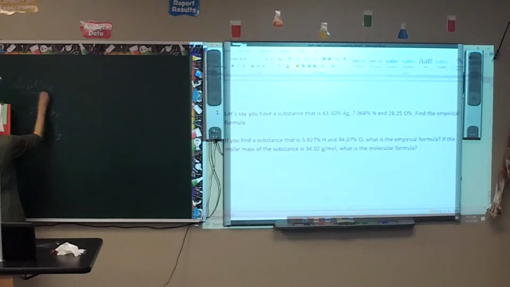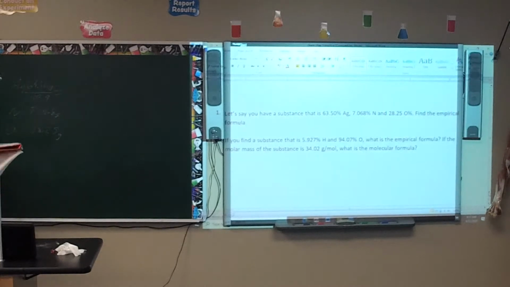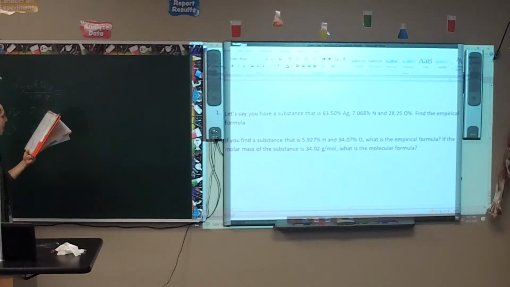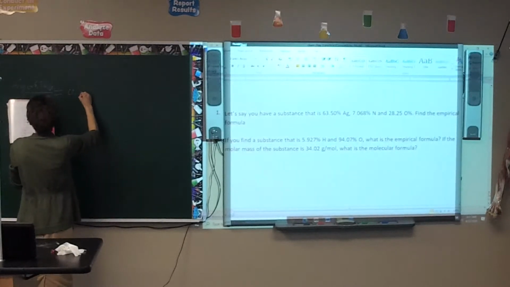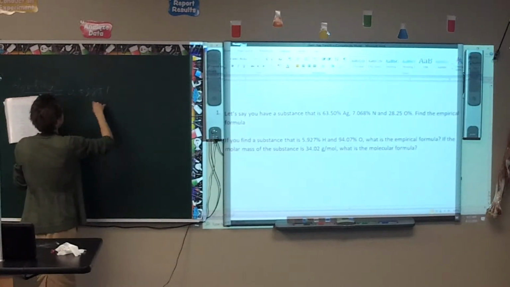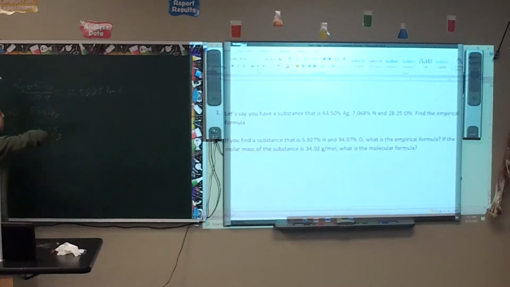107.9. So that'll give me how many moles of silver? Solve. 0.588506. Good enough. I'm going to start at 5 sig figs because since I started with 4 sig figs, I'm not going to need more than 4.